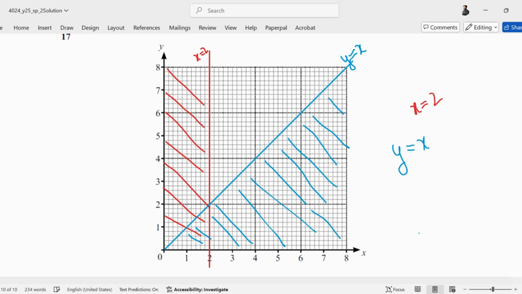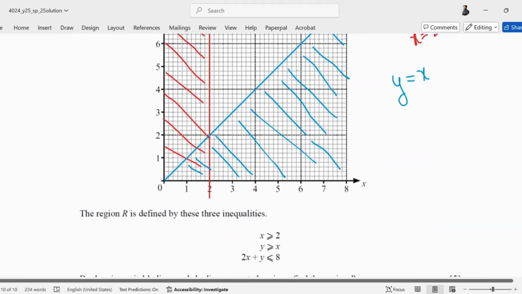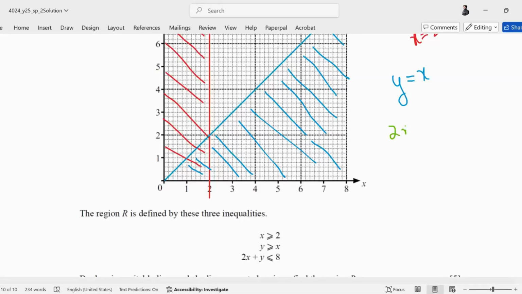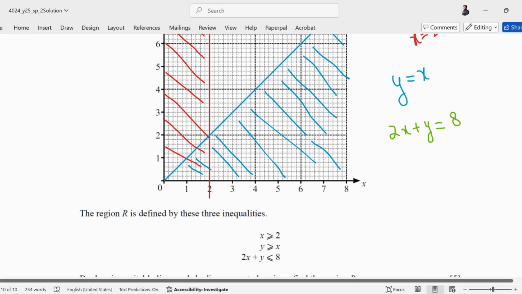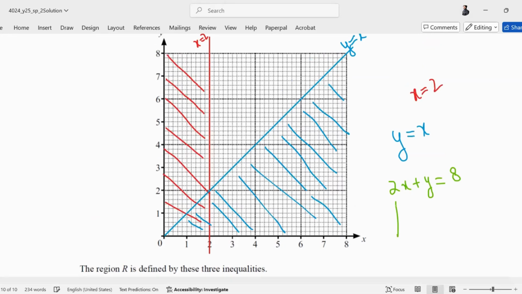Now, in the third part, the next is 2x plus y is equal to 8. In order to draw this line, I'd be needing 2 points. Let's see, can we have those 2 points easily? If people want to tabulate those 2 points, you can do that too. You will just tabulate the 2 points.